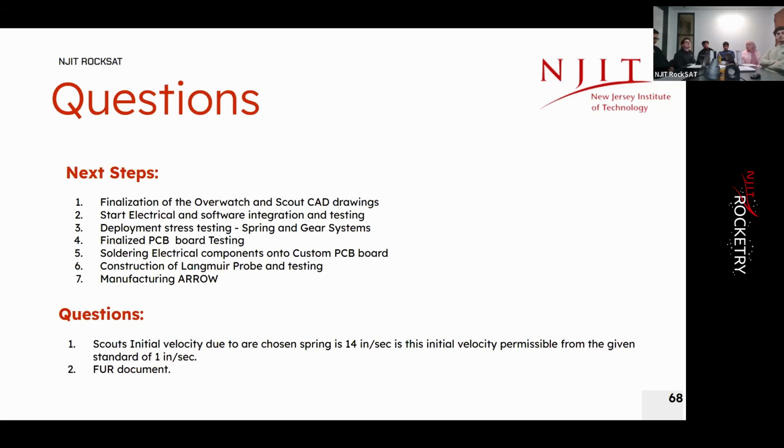So yeah, we do have a couple of questions. Starting with the first question, this was something we realized in the user guide while designing: all springs, or anything with internal energy, must have a velocity of 1 inch per second. Because it said with prior approval we can go higher, our question is to you, Wesley, if we can go higher than 1 inch per second. With the calculations we've done with the spring that we have, we got 14 inches per second. So we wanted to know if that's permissible, or should we look into other springs or designs?